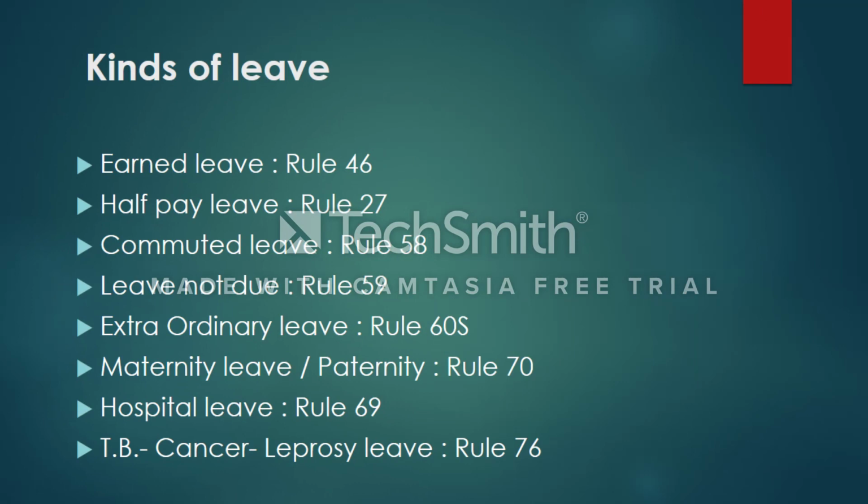Kinds of leave. Earned leave, rule 46. The earned leave which we get from the government is, I think, two days in a month. Half paid leave, rule 27. Half paid leave means you have attended school from morning to afternoon, and from afternoon to evening you have taken leave. That's called half paid leave.